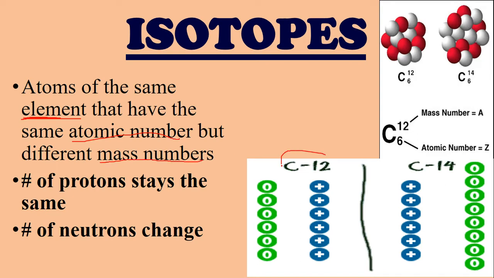So you can see here C12 and C14. They're both carbon. That's what the C means. They just have a different mass number. One has 12 and one has 14. That is because protons stay the same, but the number of neutrons will change. So if you look here, each one of these has 6 protons. But this over here has 6 neutrons, and this over here has 8 neutrons.